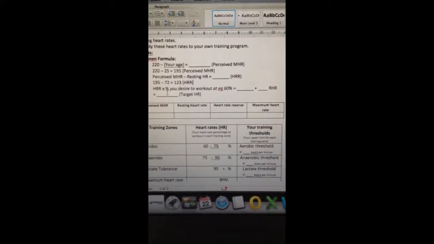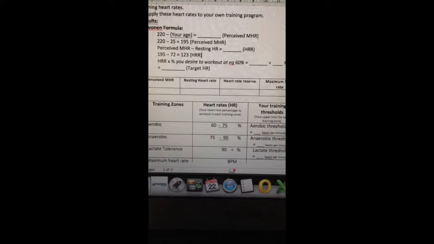Okay, now this is where we get up to the important part, which is what we want to find out. Now you've got your heart rate reserve times the desired intensity you want to work at, e.g. 60%. Last week we figured out that for aerobic training, so things like long distance running, cycling or swimming that you do for a long period of time, you want to work between 60 to 75% of your heart rate. So you're not working at 100%, but you're working at 60 to 75%. For anaerobic training, which is short bursts, so things like lifting weights or jumping or sprinting, you're working at 75 to 90%. And then for lactate tolerance, you're working at 90+%.